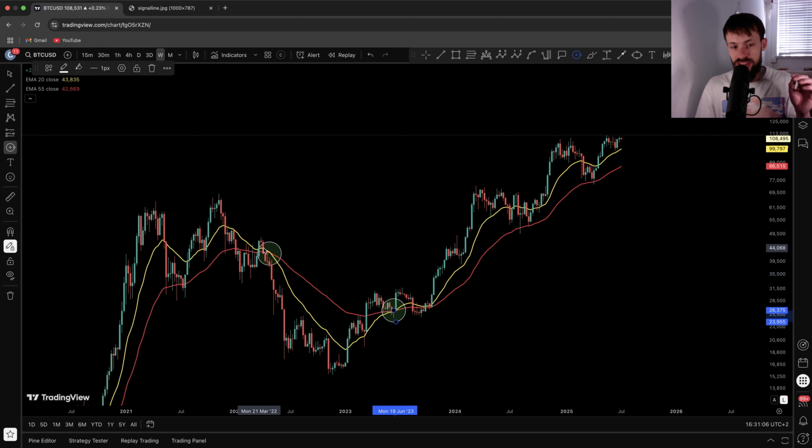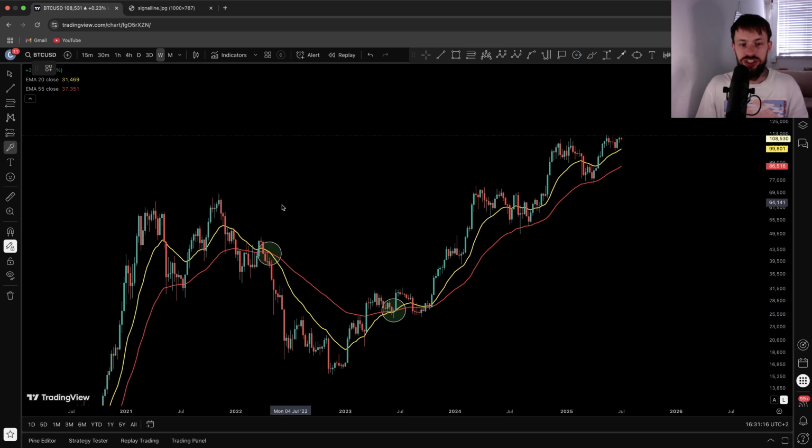When the yellow, the 20, the shorter EMA, crosses below the larger EMA, so when the yellow goes below the red, this indicates a bearish cross.